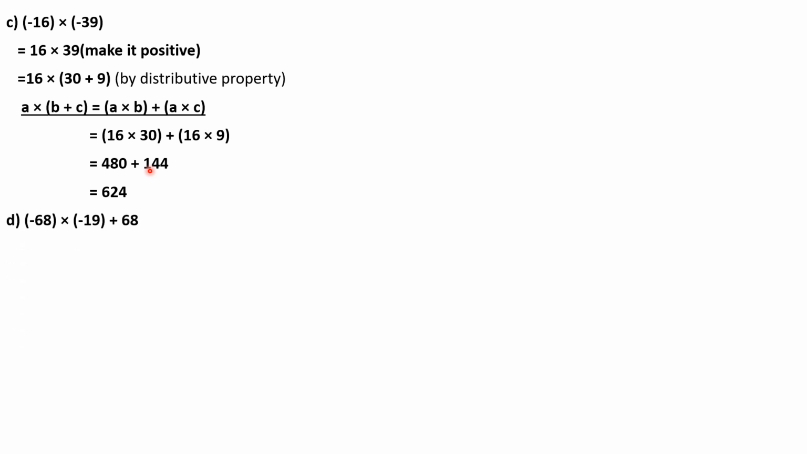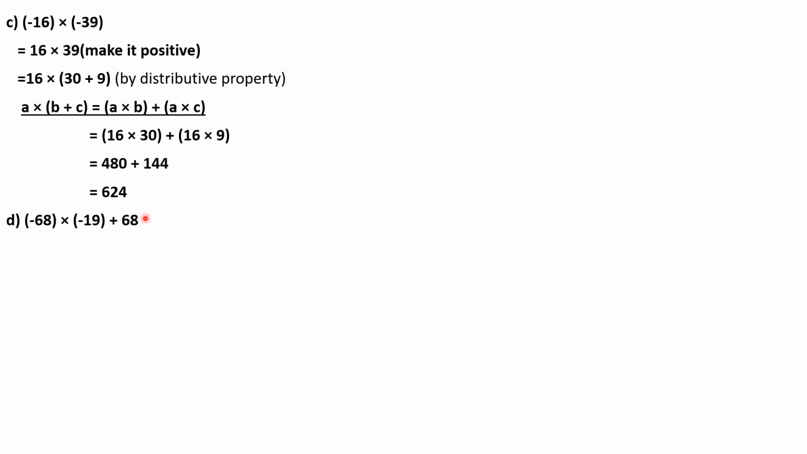Next, one more important sum is this one. Minus 68 into minus 19 plus 68. You have the common number as 68. Please understand, you have the common number as 68, whereas B is 19, but you don't have any C.